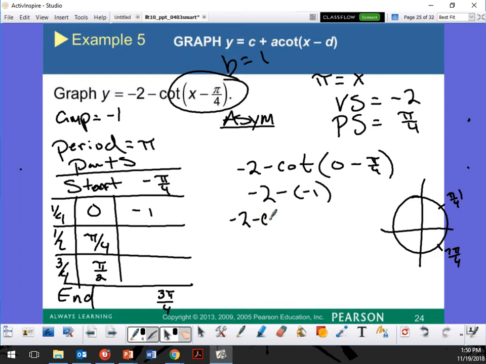Negative 2 minus cotangent of pi over 4 minus pi over 4. Zero. The cotangent of 0 is... isn't that undefined? That one's going to be undefined, isn't it? Uh-oh, we got an issue here. You'll see it here in a minute.